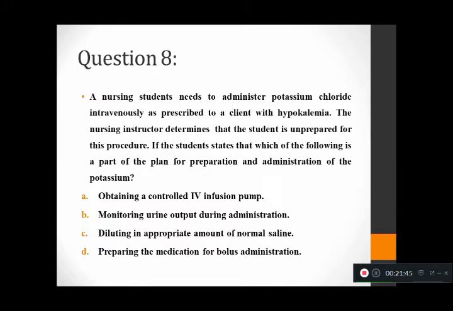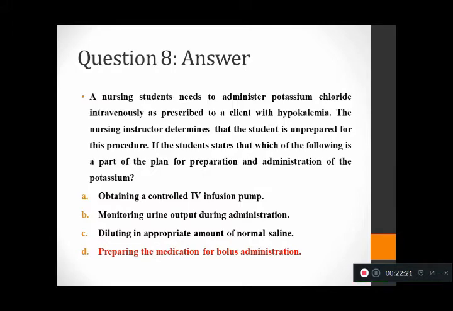Now, the student is saying that he is going to prepare to administer potassium chloride through bolus, that is IV push. We know that it is a contraindicated method of administering potassium chloride. We have already seen that when we give potassium chloride by IV push, it can cause cardiac arrest. So we should not give potassium chloride in bolus form. So the answer is preparing the medication for bolus administration.